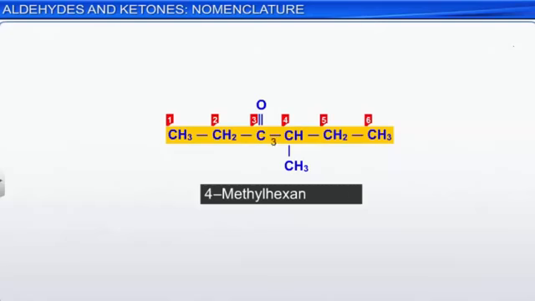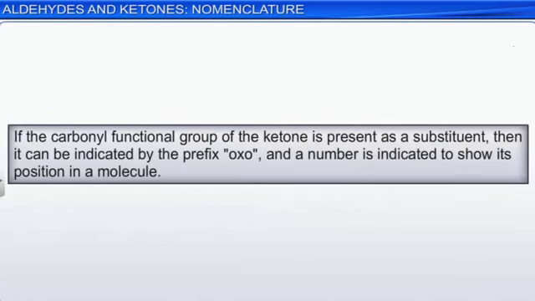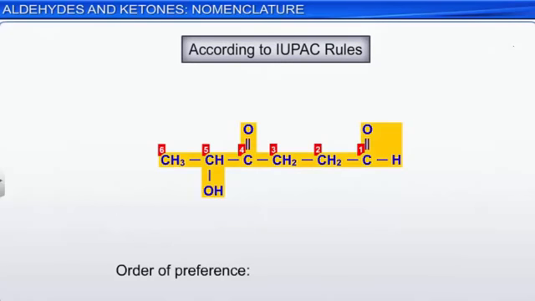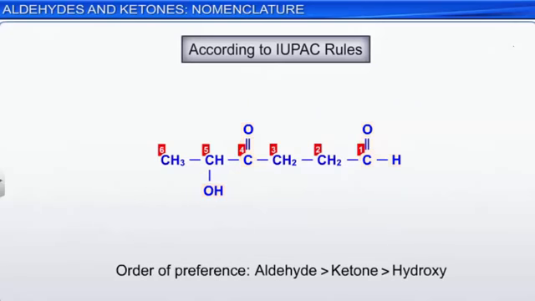In certain polyfunctional compounds, if the carbonyl functional group of the ketone is present as a substituent, then it can be indicated by the prefix oxo, and a number is indicated to show its position in a molecule. The example here contains three functional groups: hydroxyl, aldehyde, and ketone. According to IUPAC rules, as the order of preference while naming is aldehyde, ketone, and then hydroxy, the carbonyl functional group of the ketone and the hydroxyl group of the alcohol are treated as substituents. Hence, the IUPAC name is 5-hydroxy-4-oxohexanal.